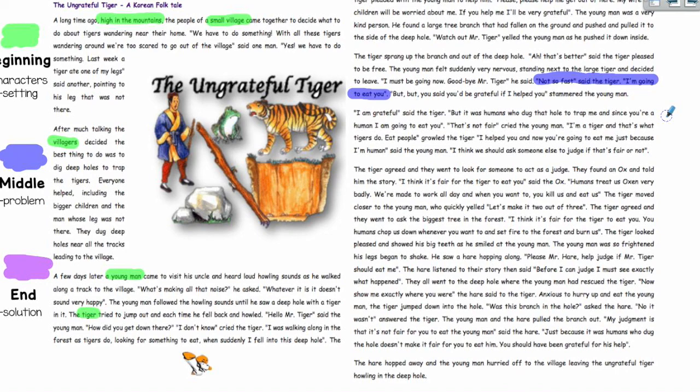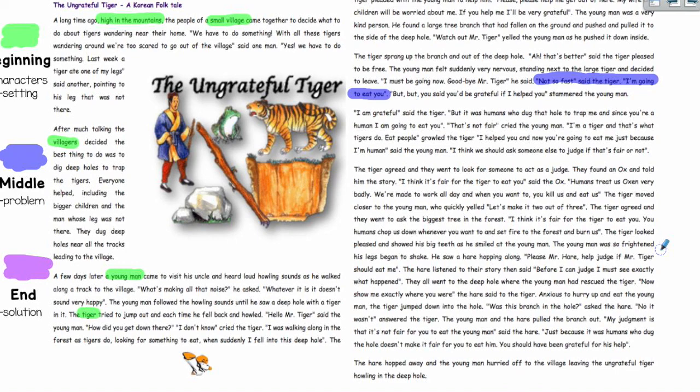Wow, so lots of things happened in this last paragraph. First off, we have three different judges. We have an oxen, a tree, and a hare. So the oxen and the tree both agreed that the tiger should be able to eat the human.